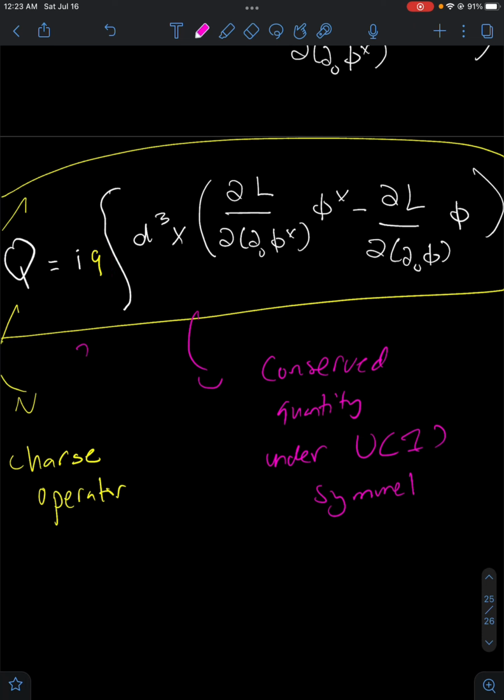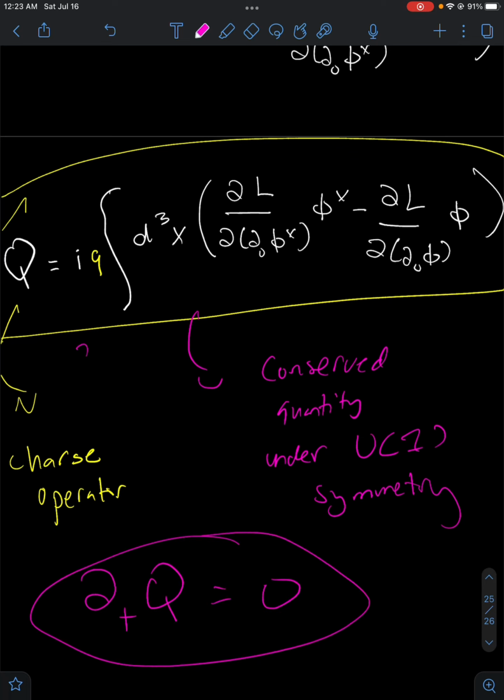So yeah, that's pretty much it with this video. Anything else that I should say? Yeah, so basically partial t Q is going to equal 0. It's a conserved quantity. So yeah, in our next video, we will be quantizing E equals mc squared.